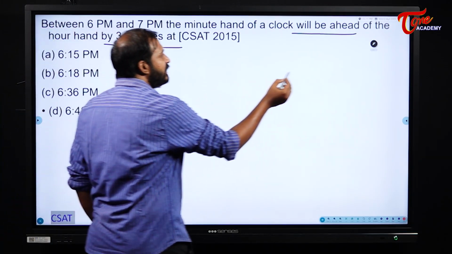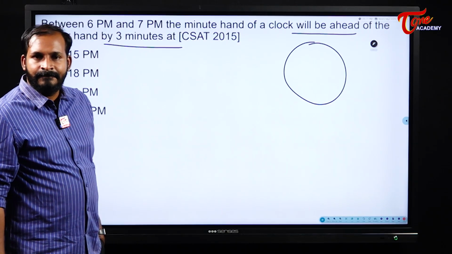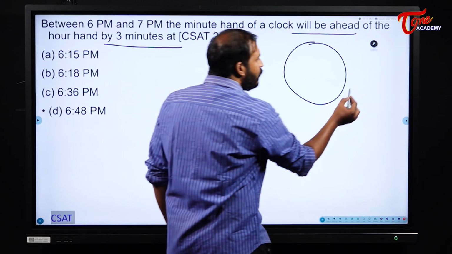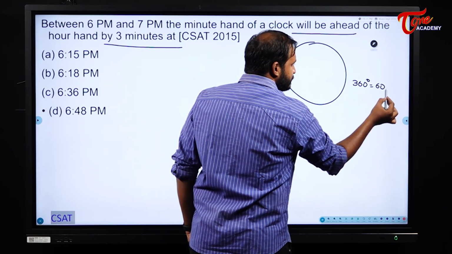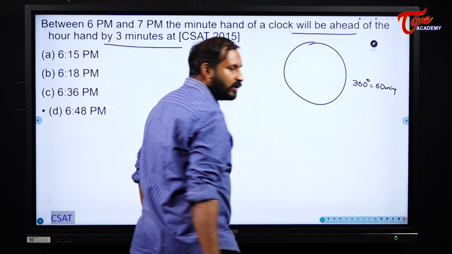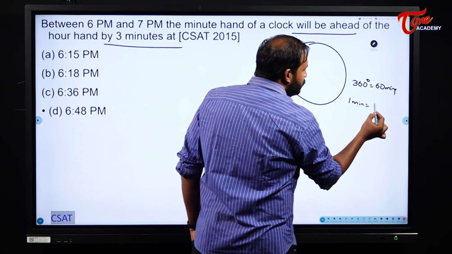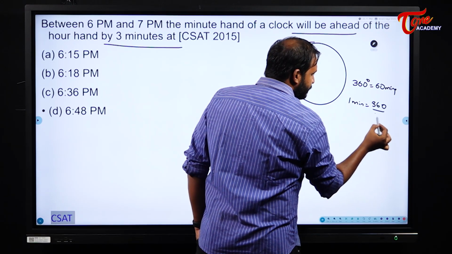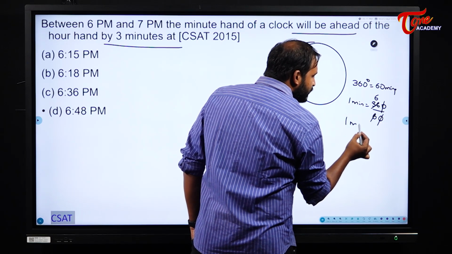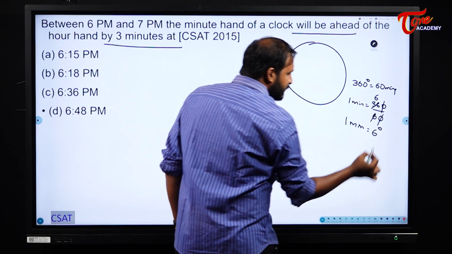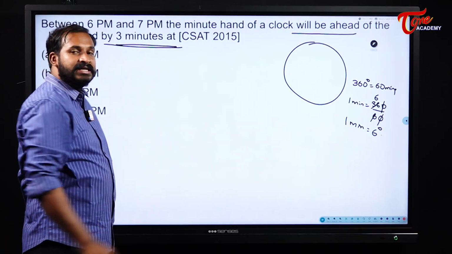3 minutes means, see here, total 360 degrees is divided into how many minutes? 360 degrees is divided into 60 minutes. Am I correct or not? So 1 minute is equal to what? 1 minute is equal to 360 by 60. The 0s get cancelled, 6 ones are 6. So 1 minute is equal to 6 degrees. So 3 minutes means 18 degrees.